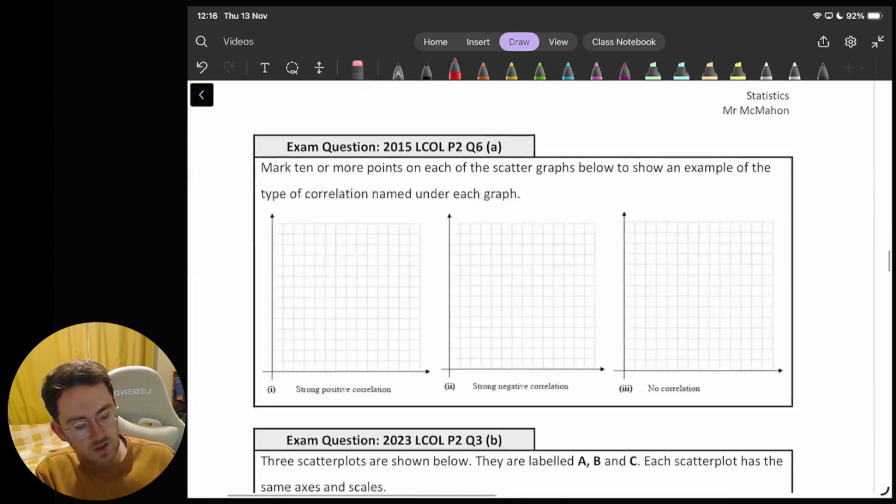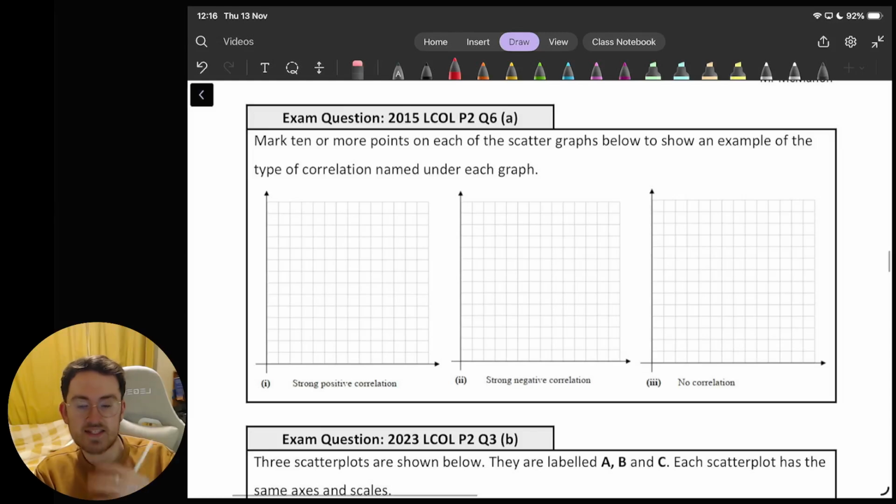Okay, let's have a look at some of the exam questions and see the sort of things that they're kind of highlighting or pointing out in the exam settings here for these questions. So the first one asks us, for each of these different types of correlation, to describe or show what those would look like on a scatter plot. So strong positive correlation.